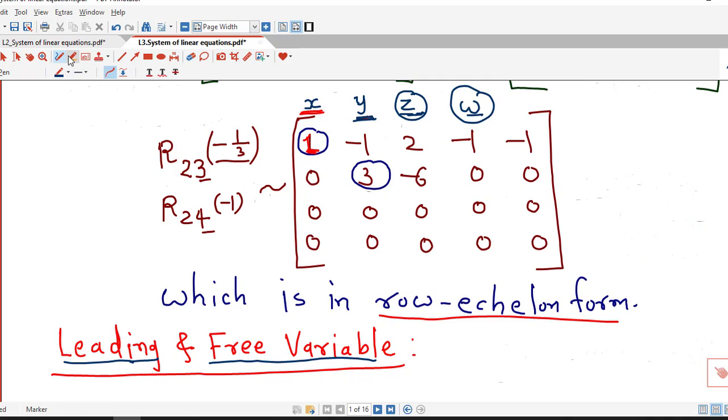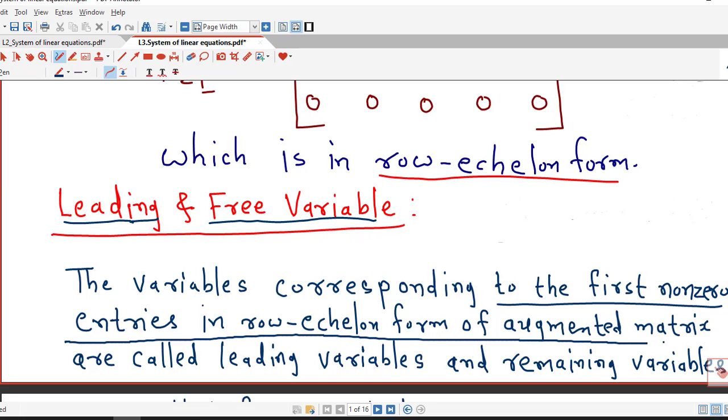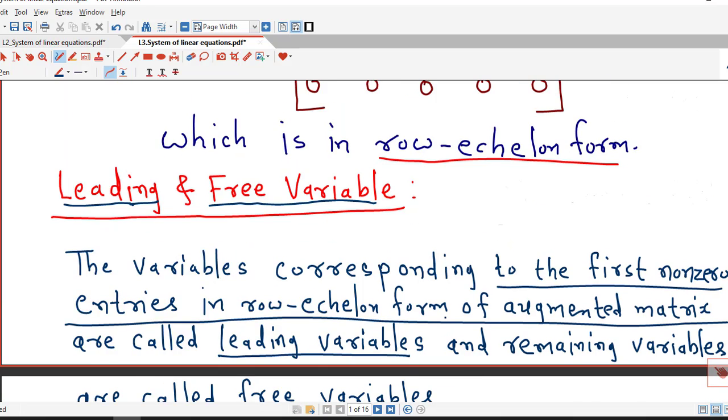So now we discuss how to write down the infinite number of solutions. We keep in mind this definition of leading and free variables. The variables corresponding to the first non-zero entries in the row echelon form of the augmented matrix are called leading variables, and the remaining variables are called free variables.